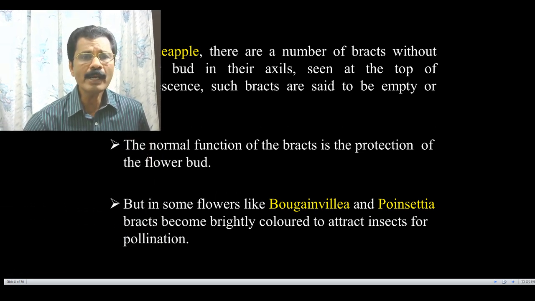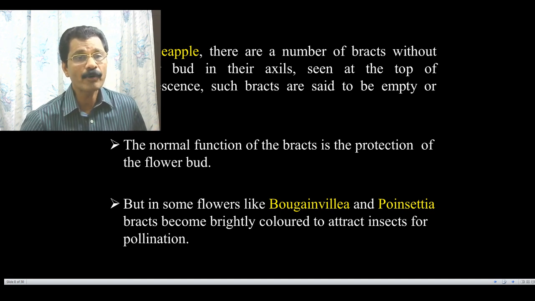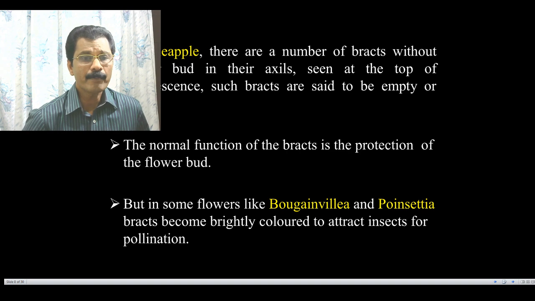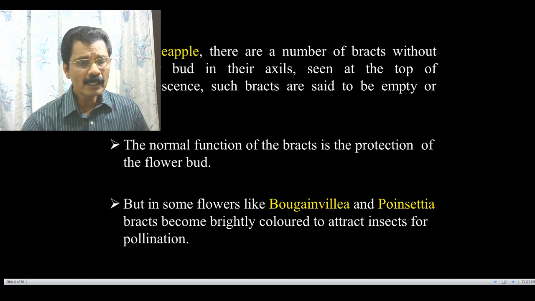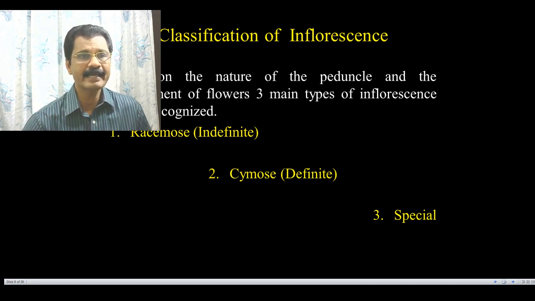The normal function of the bract is the protection of the flower bud. But in some flowers like bougainvillea and poinsettia, bracts become brightly colored to attract insects for pollination. Right? Then, that is as much as we need about bracts and bracteoles.